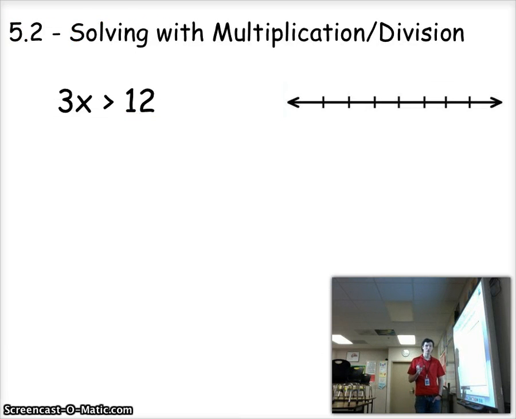So today we're going to talk about solving with multiplication or division. Very similar again to solving with an equal sign. It's a few little things. So here we're going to go ahead and solve and check and graph.